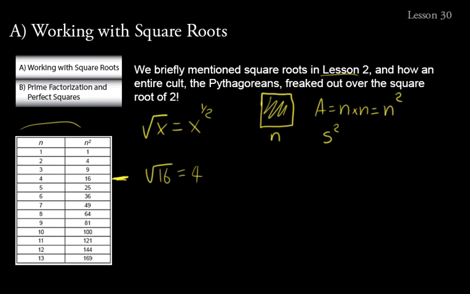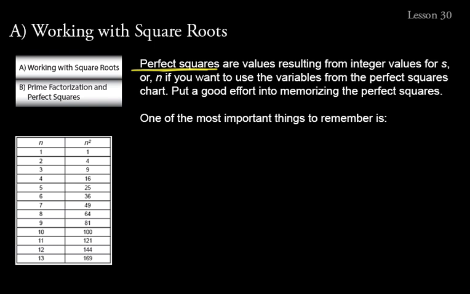But that's why we call these perfect squares, because it does have something to do with the shape of a square. These perfect squares are values resulting from integer values for s or n, if you want to use the variables we use in this perfect square chart here. So put a good effort into memorizing those perfect squares. Now, unlike some of the results of problems similar to example 19.3, perfect squares have no messy fractions or decimals. They're perfect. If you remember back to example 19.3, we did some squares of things, multiplying the same thing twice, but those weren't always perfect squares. Perfect squares are these integer values that you see in the chart.